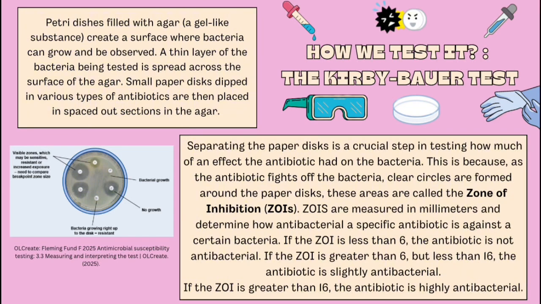ZOIs are measured in millimeters and determine how antibacterial a specific antibiotic is against a certain bacteria. If the ZOI is less than 6, the antibiotic is not antibacterial. If the ZOI is greater than 6 but less than 16, the antibiotic is slightly antibacterial. If the ZOI is greater than 16, the antibiotic is highly antibacterial.